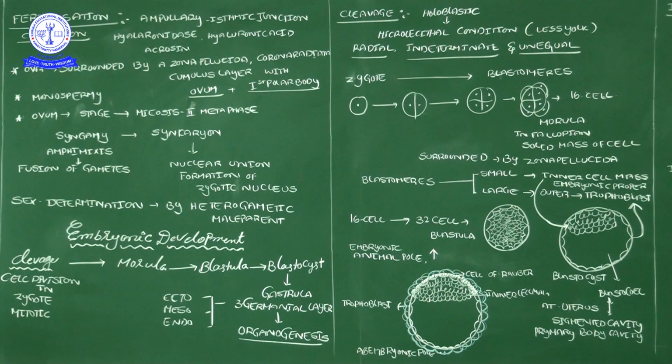Here fertilization is completed in the ampullary isthmus region. Now after fertilization, a diploid zygote is formed, containing a zygotic nucleus. Now we want to follow what changes happen inside that zygote.